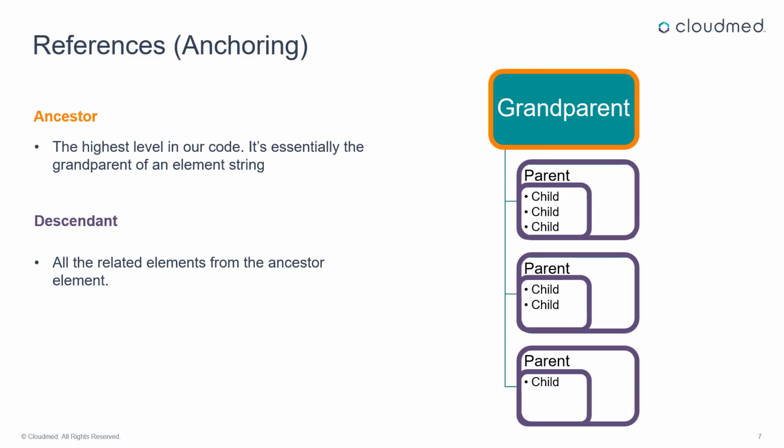Our first references or anchoring we can talk about is ancestor and descendant. So ancestor is the highest level in our code. It's essentially the grandparent of the element strings that precede it. And descendants are all of the other related elements to that ancestor that are within it. And you can kind of think of these as family trees, which is a little bit of what we're showing here. We have a grandparent, and then we have several children of that grandparent that are called parents, and those parents have several children within their family.